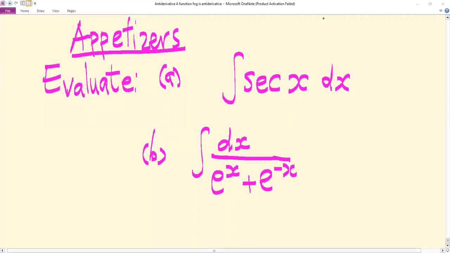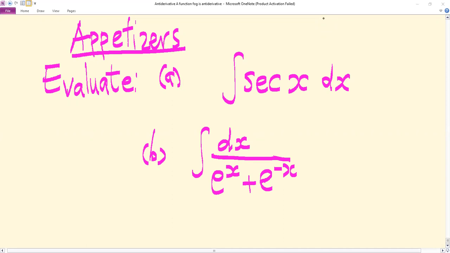Welcome to this session. We have two problems for us to integrate. The first problem is to integrate sec x dx, and then another integral is dx over e raised power x plus e raised power minus x.